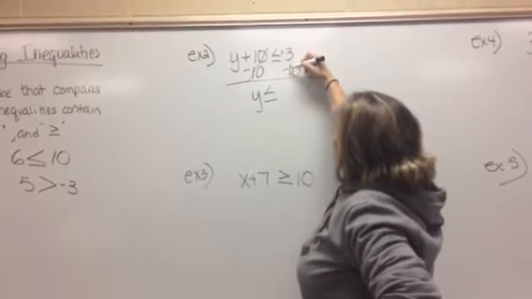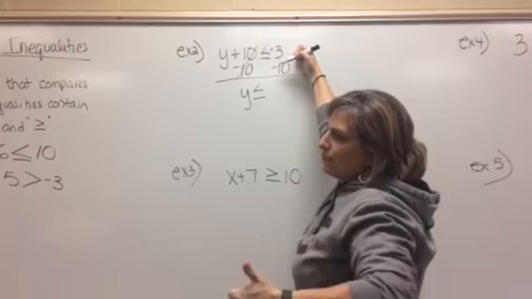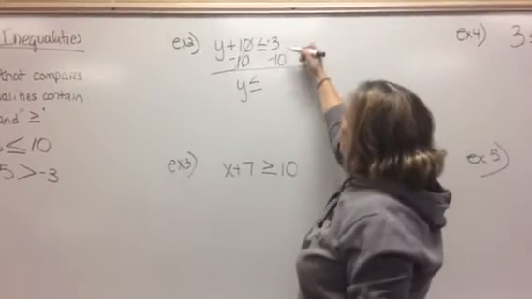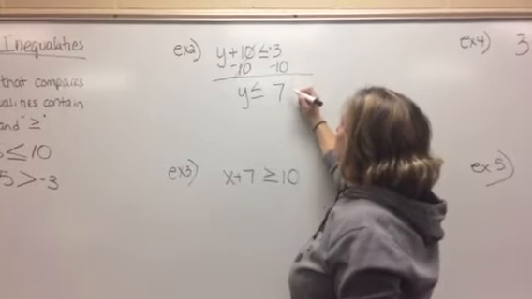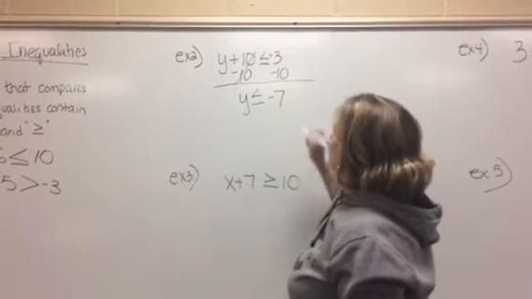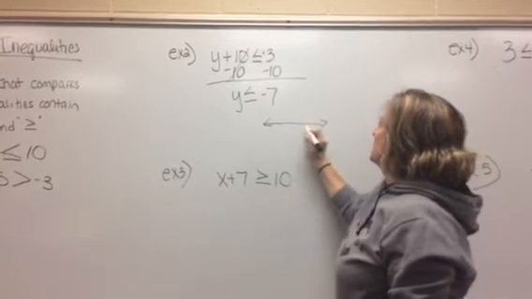Now I've got a problem. I've got two different signs. Different signs subtract. Okay, I have different signs. I'm going to subtract the numbers, 10 minus 3. Take the sign of the bigger number. So the answer is y is less than or equal to -7.